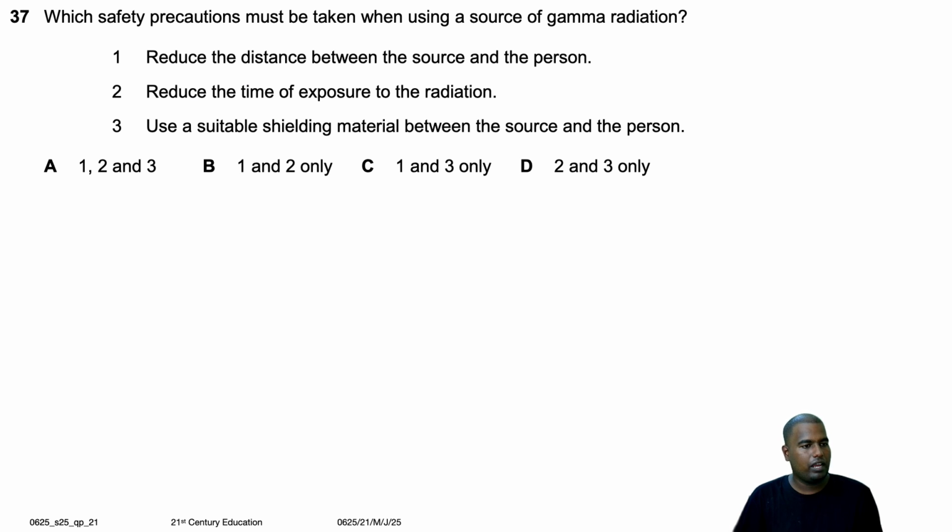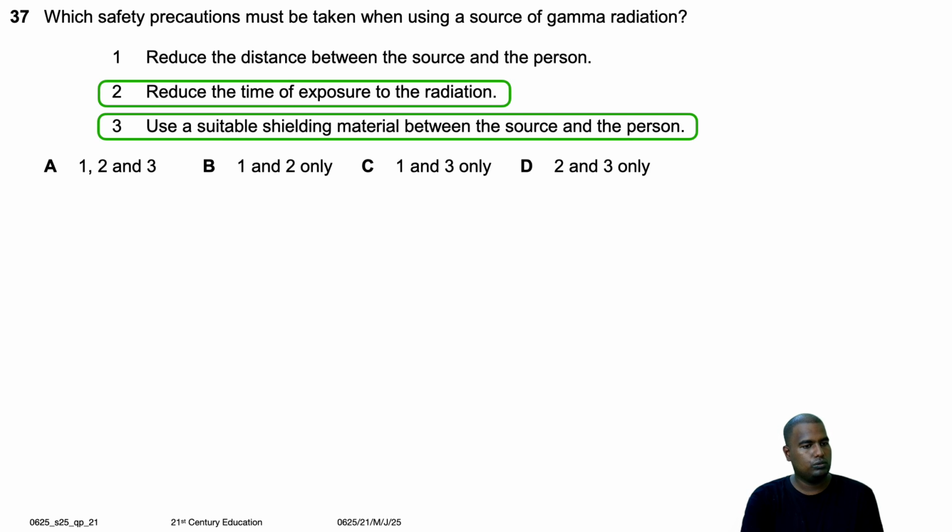Which safety precautions must be taken when using a source of gamma radiation? Reduce the distance between the source and the person. Actually, reducing the distance will not be helpful, because gamma is the most penetrating, and even if it is affected by distance, the distance should be increased. We should be as far away as possible. So reducing the distance is not a safety precaution. Then, reduce the limit of exposure to the radiation. Yes, it's a safety precaution. A suitable shielding material between the source and the person. Yes, it is. So 2 and 3 only.